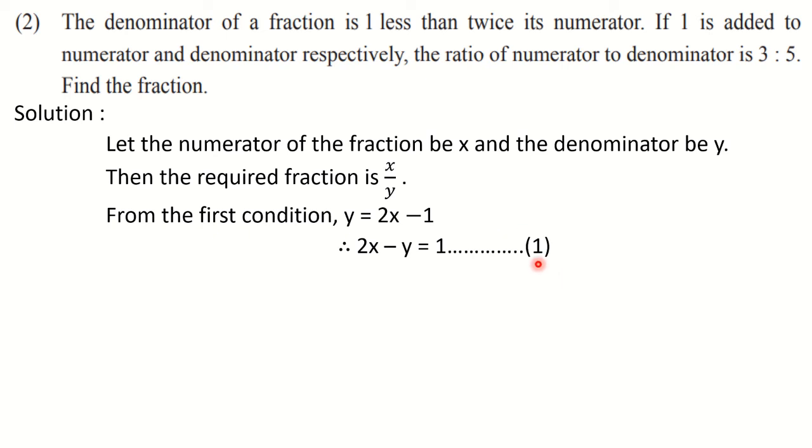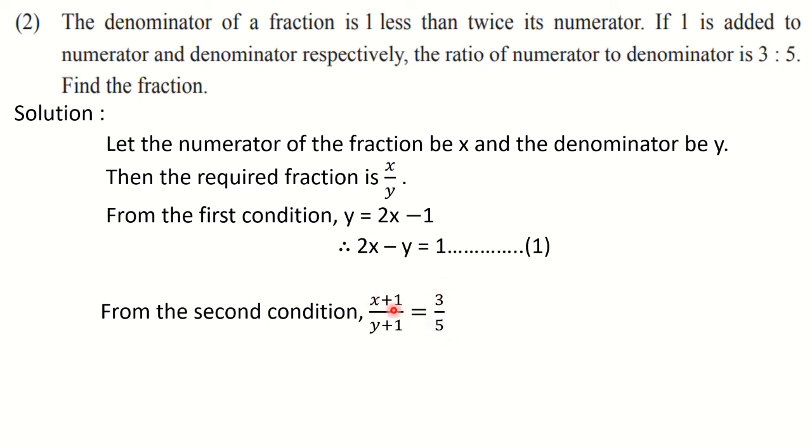Okay. Now let us make use of the second condition here. If 1 is added to numerator and denominator respectively, here in both the places we are going to add 1. So this is going to become x plus 1 and this is going to become y plus 1. And then the new ratio will be 3:5, that means 3 upon 5. So what we can write down from the second condition is, see, in both the places 1 is added, so x plus 1 upon y plus 1 is equal to 3 upon 5.